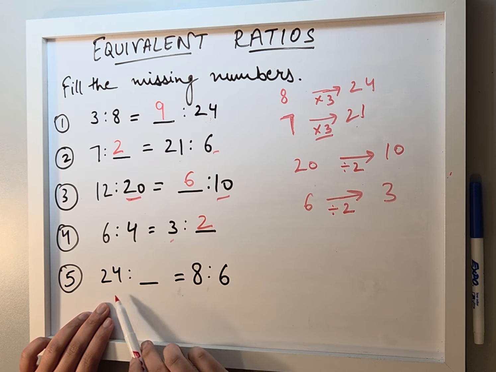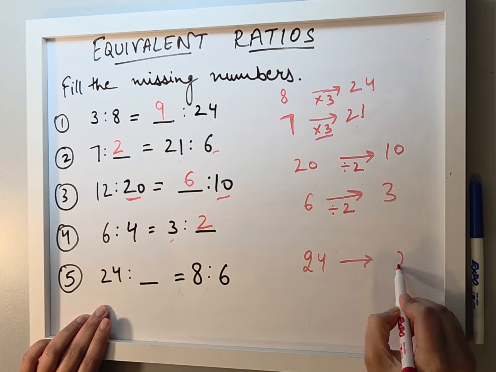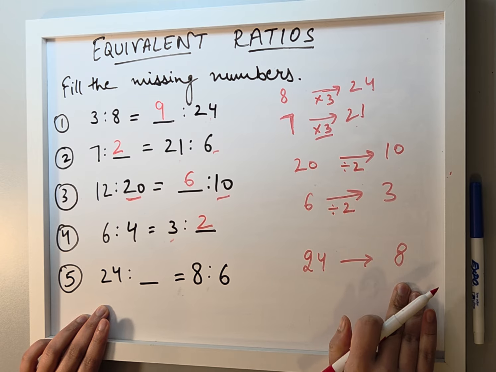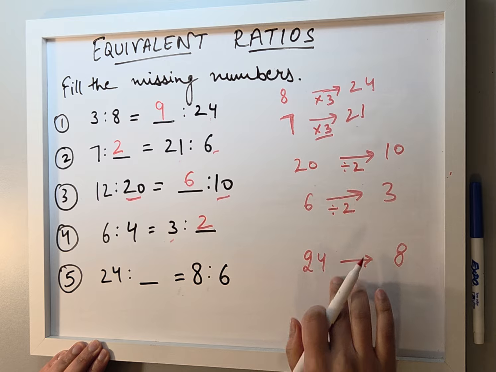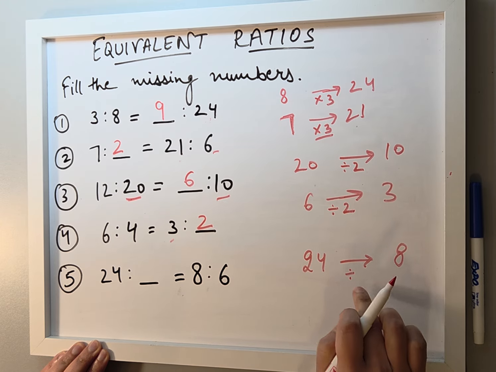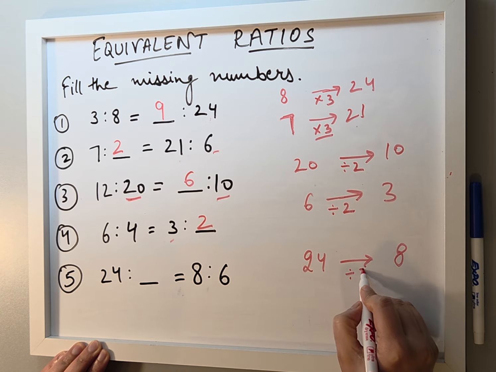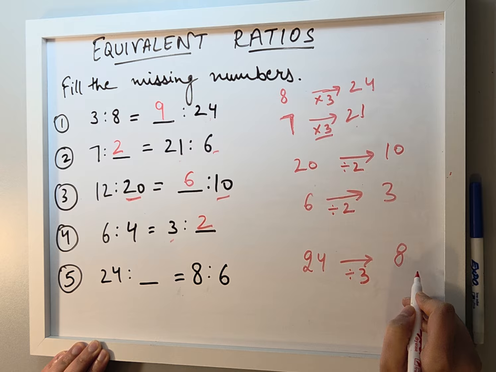Okay. So now in this one, we've been given the first numbers. 24 translates to 8. So 8 is smaller than 24. So it means this number must be getting divided. So 8 multiplied by what gives us 24? 3. So 24 divided by 3 gives us 8.